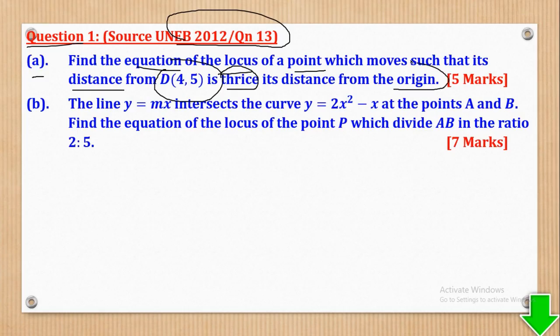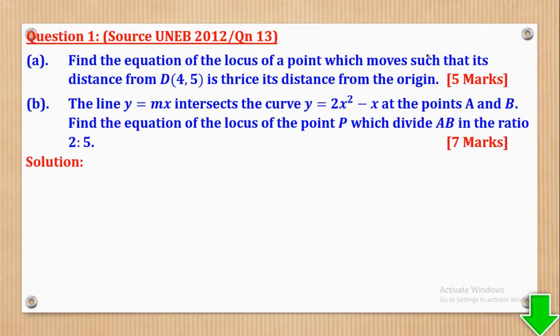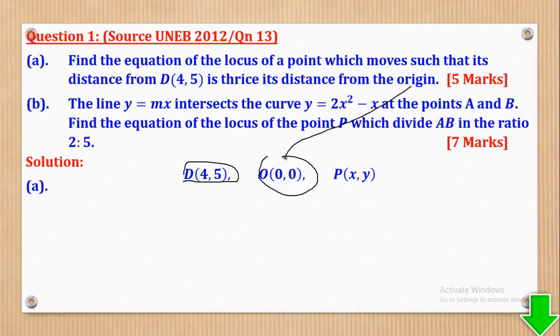Like I told you, the locus is the path taken following certain rules. Here the condition is that the distance of this variable point from point D is thrice the distance from the origin. That means I have to know how to get the distance between 2 points. So I have 3 points: point D, point O, which is the origin, and this variable point. Our variable point will be in the form x, y. It can be either capital letters or small letters, as long as you are consistent.